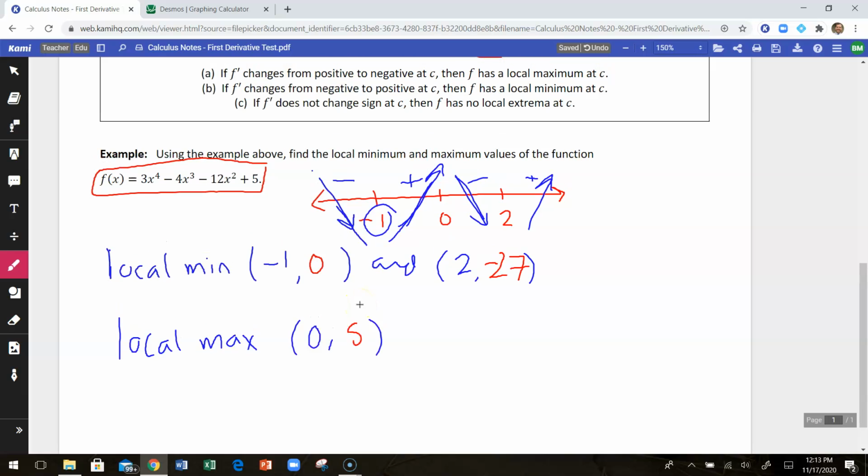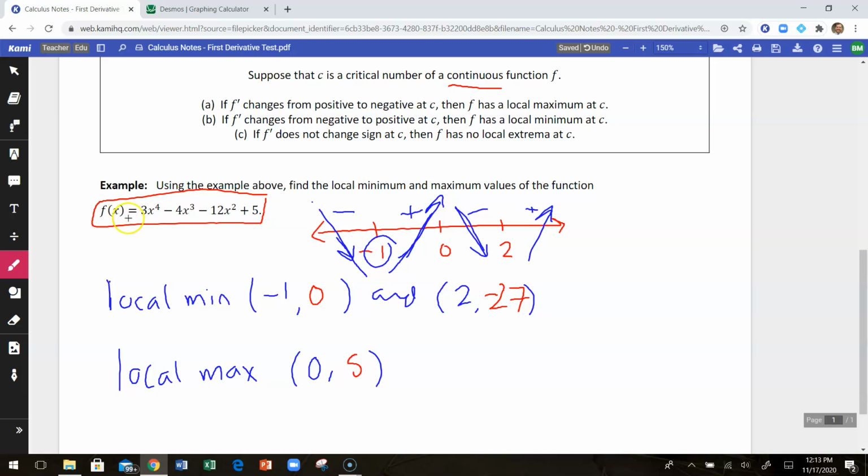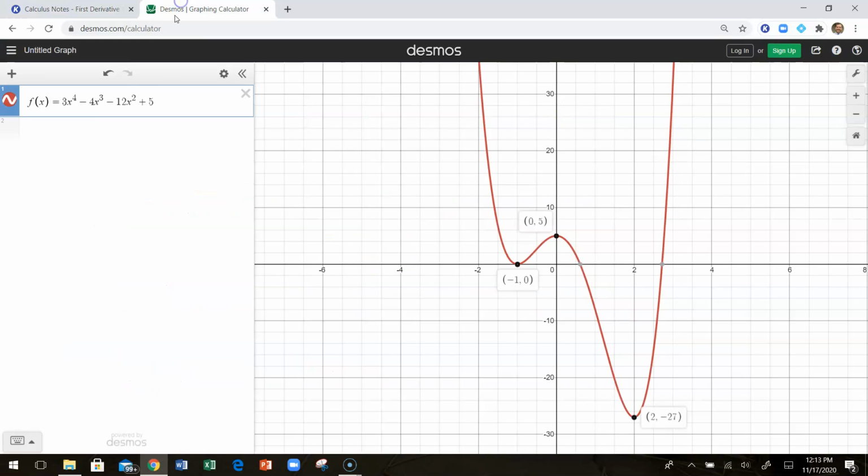Now, the idea here is that we can figure out things about the graph of this function without actually looking at the graph. But I am going to go to Desmos really quickly just to show you what we have found and verify that it is correct. So I have my function here, and what we found is that at (-1, 0), there is a local minimum. At (0, 5), there is a local maximum. And at (2, -27), there again is a local minimum.